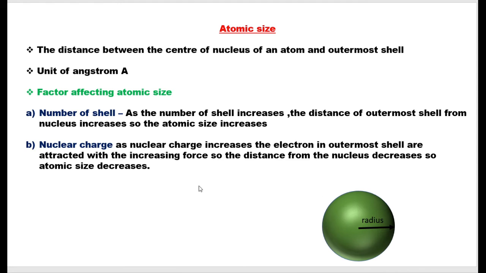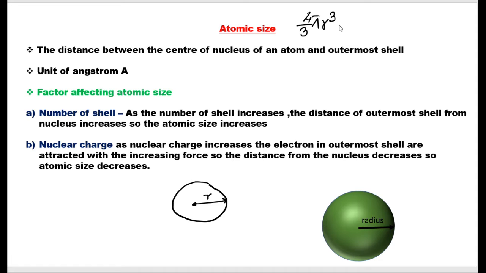Before understanding the concept of atomic size, you need to know what atomic radius is. I am taking this as the nucleus of the atom, and this is the outermost shell of that atom. The distance from the nucleus to the outermost shell is called the radius, that is r, as depicted by this sphere. Now, size means the volume of an atom, and the volume of a sphere is always given by the formula 4/3 pi r cube.